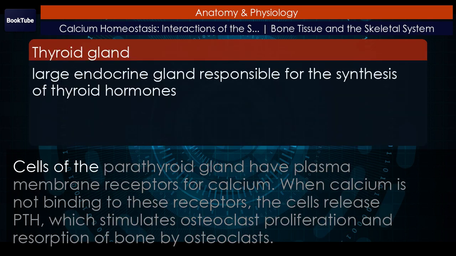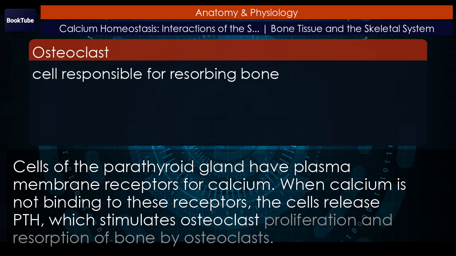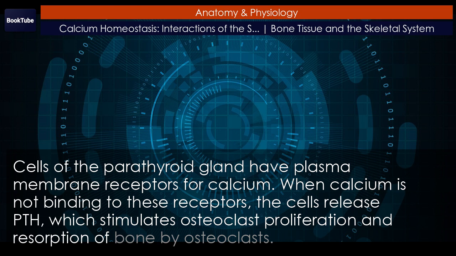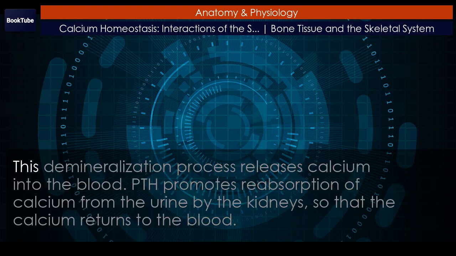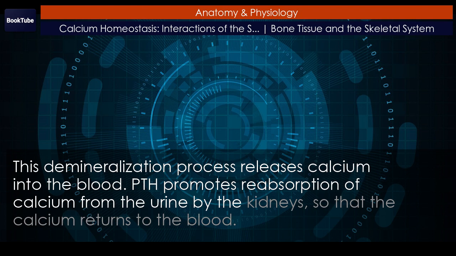Cells of the parathyroid gland have plasma membrane receptors for calcium. When calcium is not binding to these receptors, the cells release PTH, which stimulates osteoclast proliferation and resorption of bone by osteoclasts. This demineralization process releases calcium into the blood. PTH promotes reabsorption of calcium from the urine by the kidneys, so that the calcium returns to the blood.